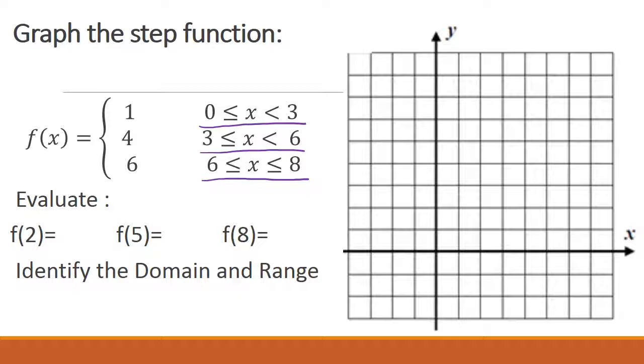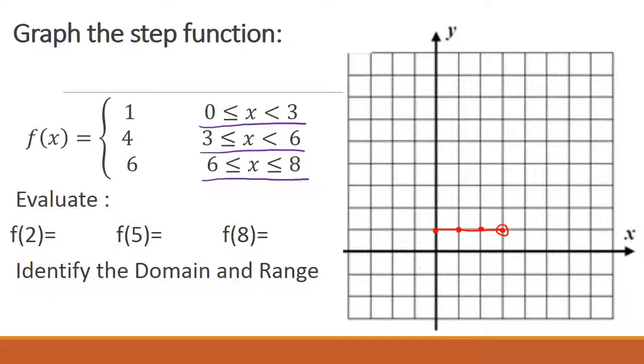So let's start by graphing the first piece of the function, where f of x equals 1. That means y equals 1. If I start with x equals 0, the y value is 1. X equals 1, the y value is 1. X equals 2, the y value is 1. And x equals 3, the y value is 1. So the first piece of the function is going to be graphed like this. I'm including the y value for 0, but I'm not including the y value for 3 because 3 is not part of the domain.